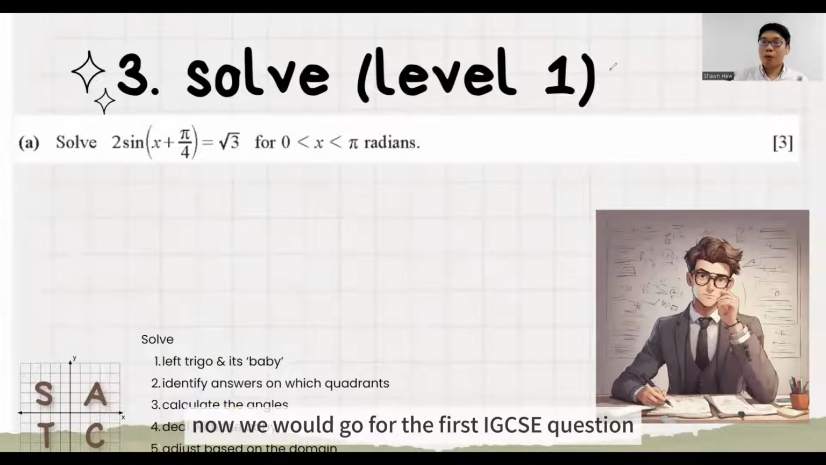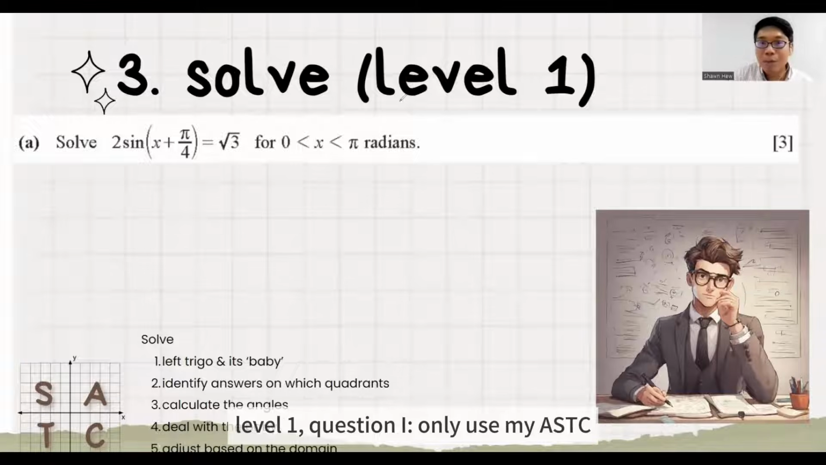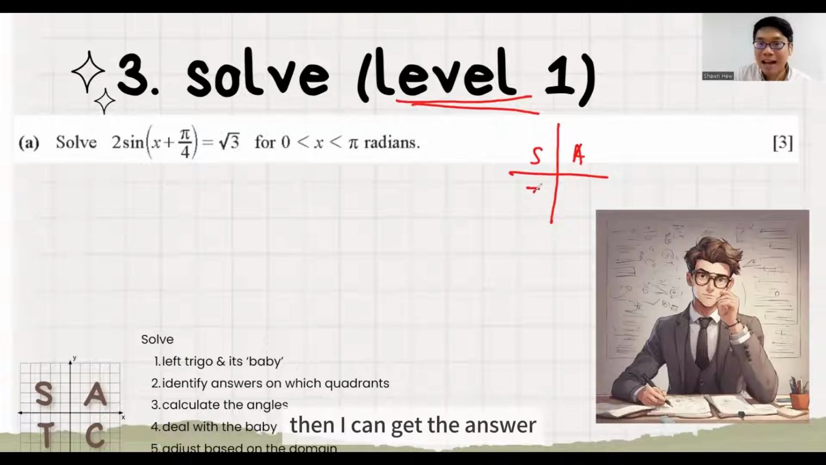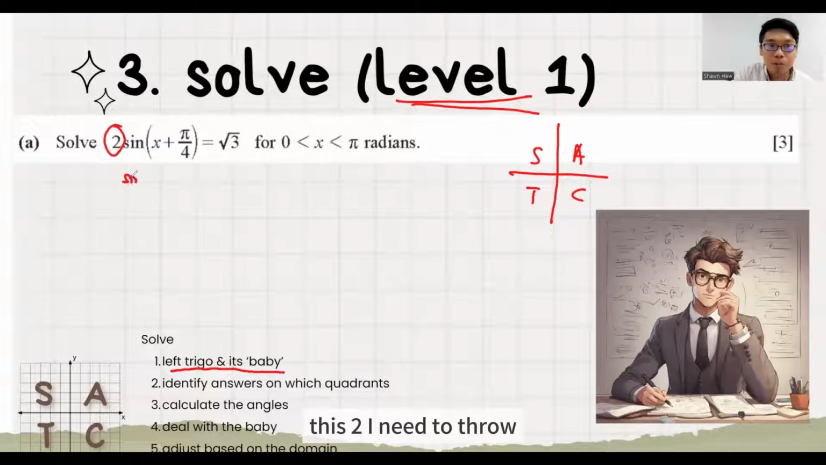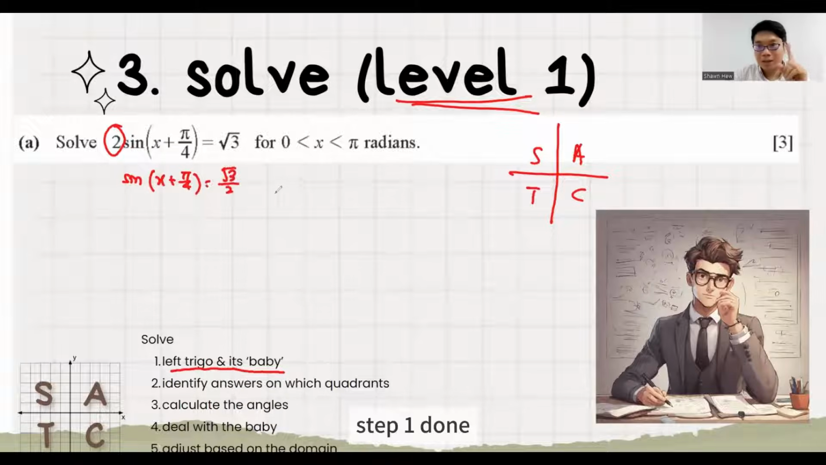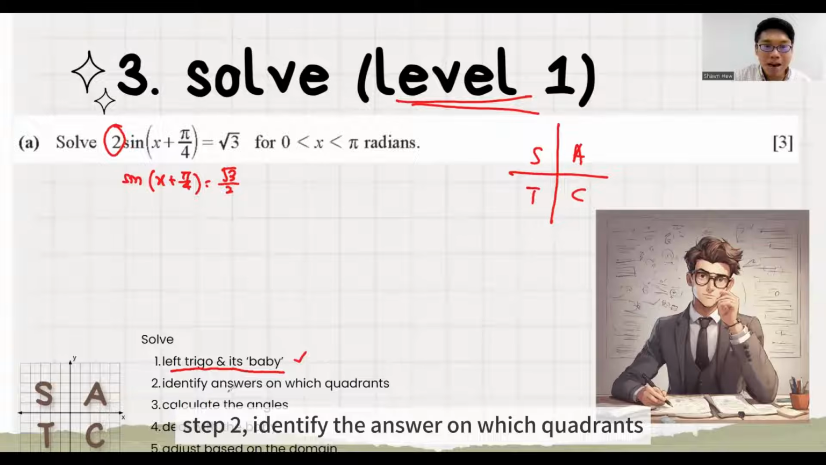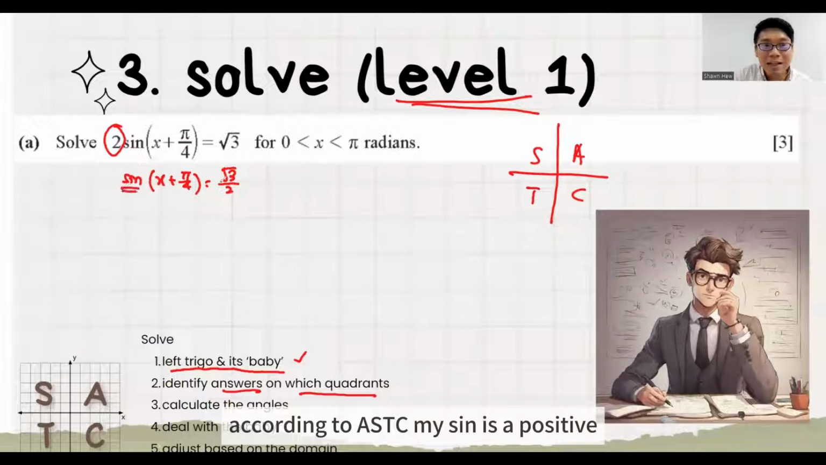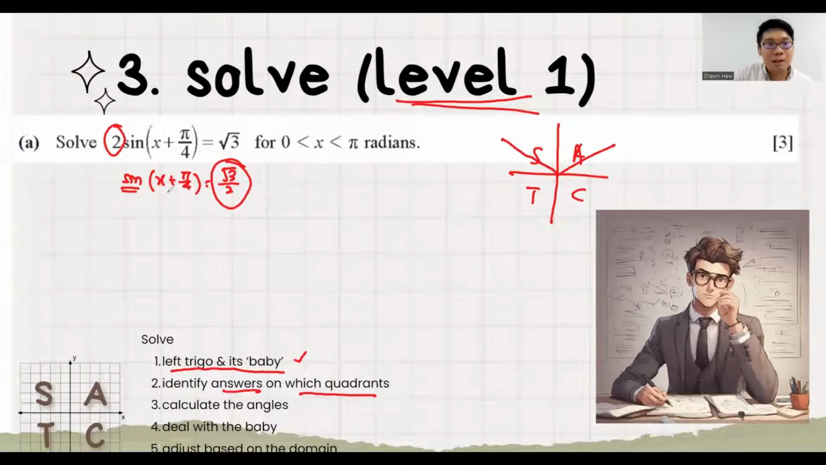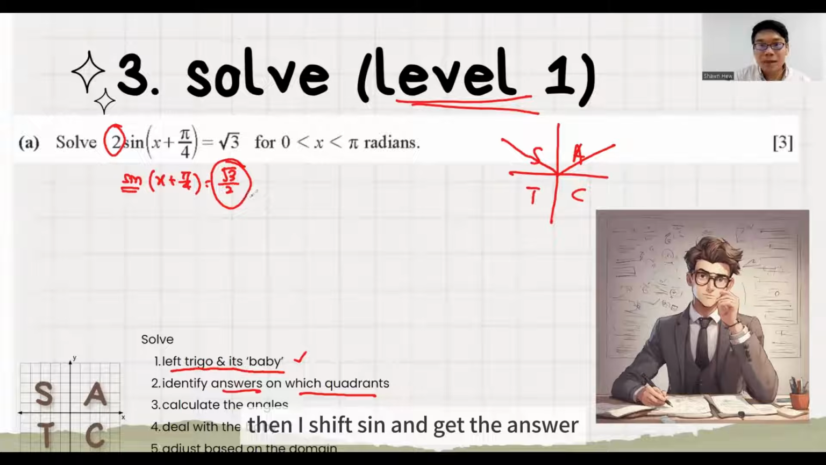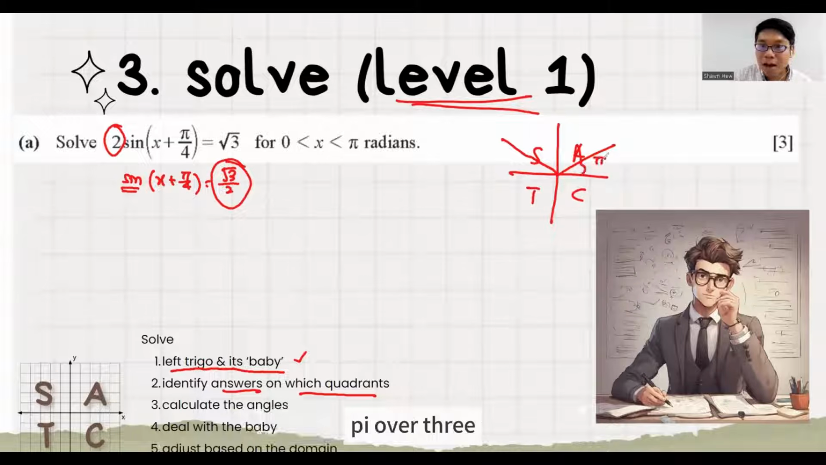Now we will go for the first past year question. Level 1 question: I only use my ASTC, then I can get the answer. First step, we leave the trigo and its baby only. It means these two I need to shift. Step 1 done. Step 2, identify the answer on which quadrant. According to ASTC, my sine is a positive value, so my answer is here and here. Then I shift sine and get the answer, pi/3.